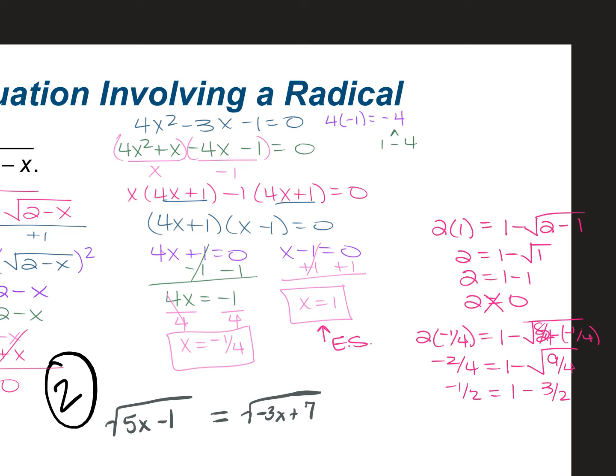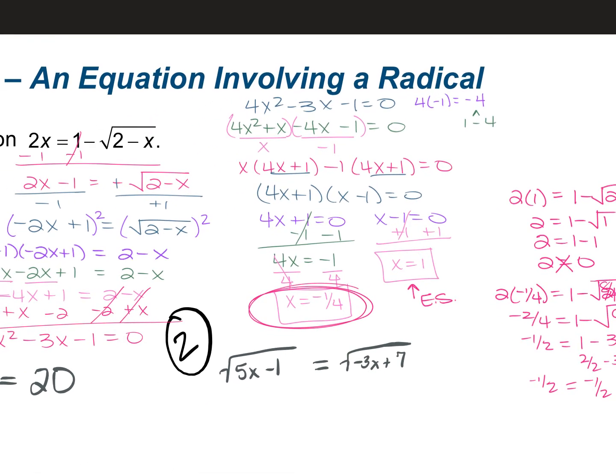The 3/2 taken from the 1 is going to be 2/2 minus 3/2, so that's negative 1/2 is equal to negative 1/2. So this one here is your real solution. The 1 is your extraneous solution. So again, you've got to check these once you get your answers.